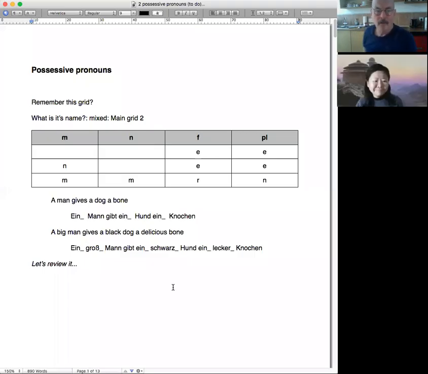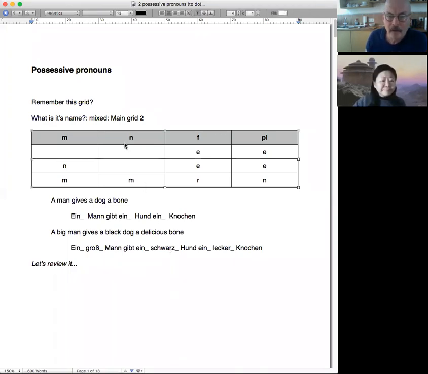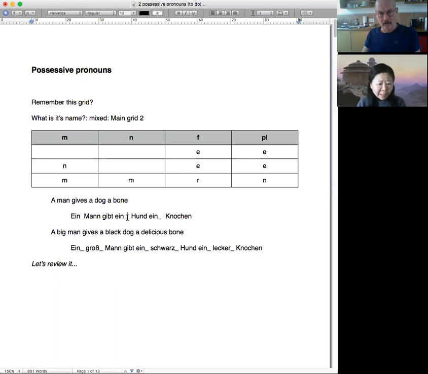Okay, so we're doing possessive pronouns, and this grid here is familiar to you, yes? This is the mixed grid, also known as main grid two. So you should be comfortable with that sentence, and you should be able to tell me what version of ein that is. Can you? So it should be: Ein Mann gibt einen Hund einen Knochen.